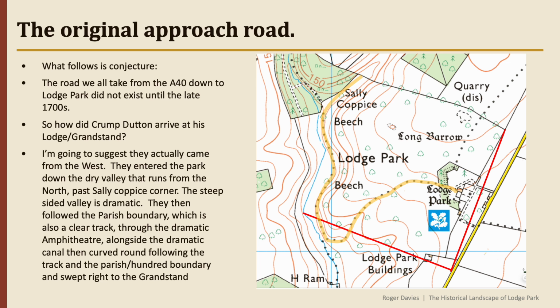I'm suggesting as a conjecture, I can't prove this, that perhaps the approach was made past the Sally Coppice Corner and then down through that magnificent valley that runs roughly north to south, past the canal, through that wonderful amphitheatre that sits by the L of Lodge Park on that image, and then follow the parish boundary round up and straight into what is now the back end of Lodge Park. That black dotted line denotes both the course of a track and also the parish boundary. I think that's worthy of a thought.